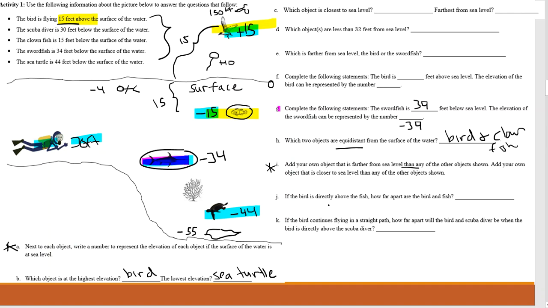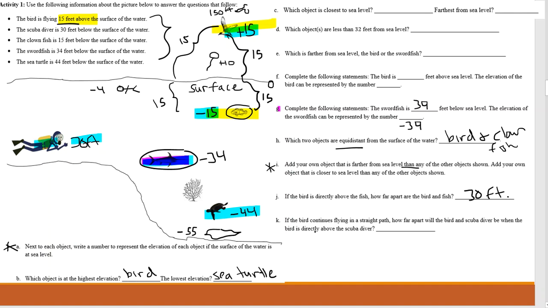For J, if the bird is directly above the fish, how far apart are the bird and the fish? The bird is here, directly above the fish. What you need to pay attention to is that from here to here is 15 feet, and from here to here is 15 feet. So if you add those two together, they are exactly 30 feet apart.